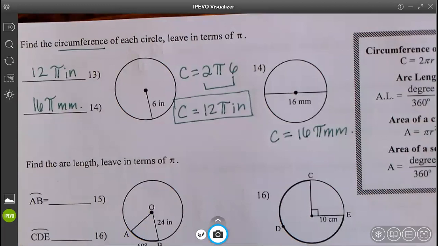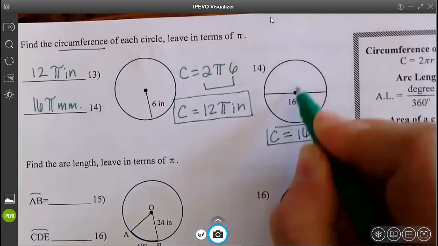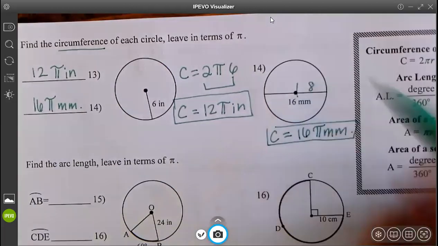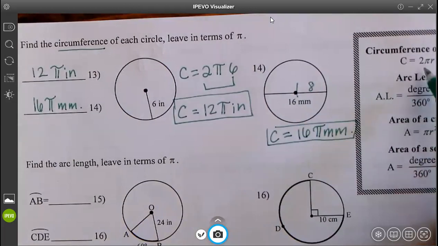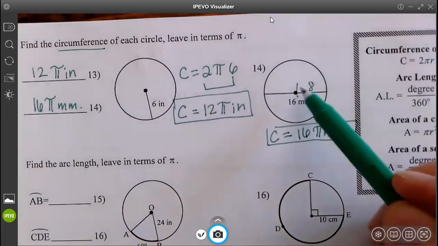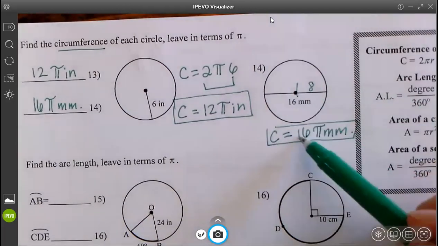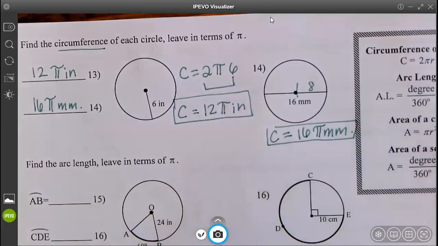So for 14, you're kind of doing the reverse of it. You don't have to double it because you don't have half. Half of that is 8, but if you plug it into this, then 8 times 2 gives you 16. Well, we already had the diameter, so we didn't have to do anything to it. So that's why it's just 16 pi.